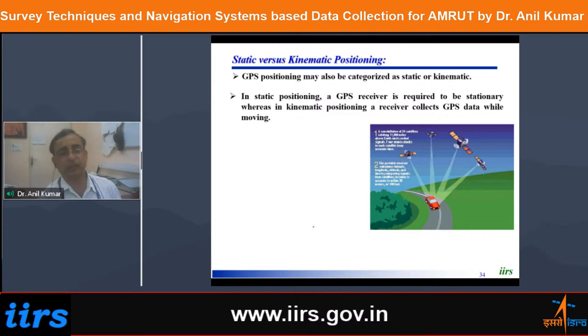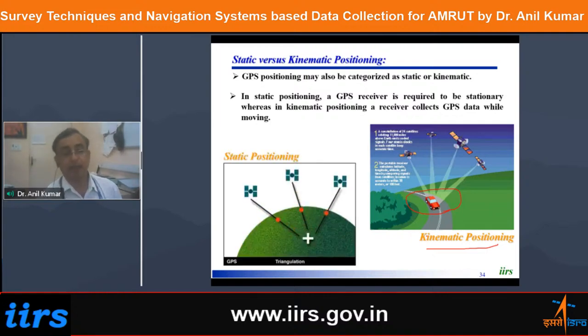Next is static or kinematic. If I am moving in a car, on foot, or on a ship or aircraft, whatever mode of travel, and doing observation, then it's called kinematic observation, or kinematic positioning. Static positioning means I'm standing at a point and doing observation after locking the minimum number of satellites. Then it's called static positioning.